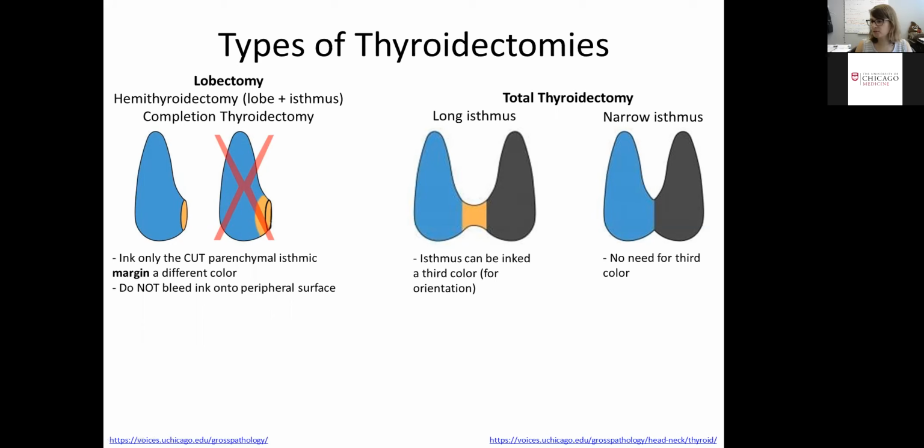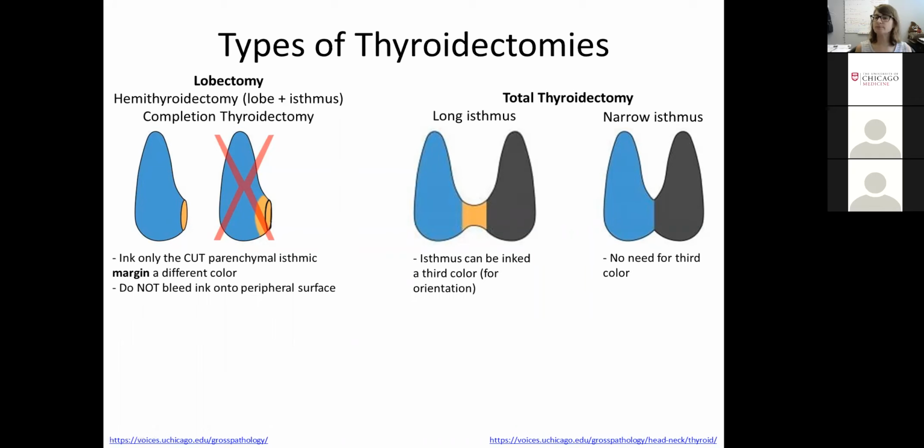All quiet on the Western Front. Why the different blue and black or orange? Sorry, I missed the question. So why are we inking that cut surface orange and everything else a second color in a lobectomy? To denote the true margin? Yeah. Also to see if the tumor is extending, let's say we have cancer in one of the lobes, if it's extending through into possibly the other lobe.